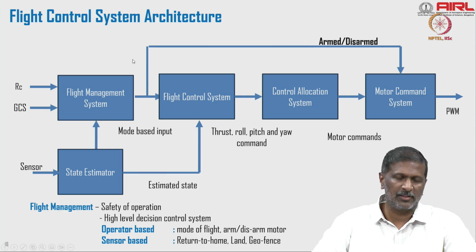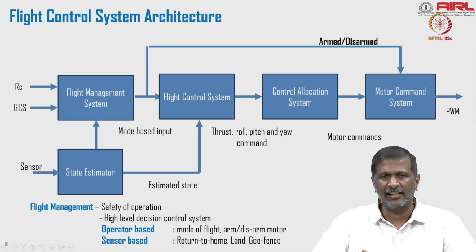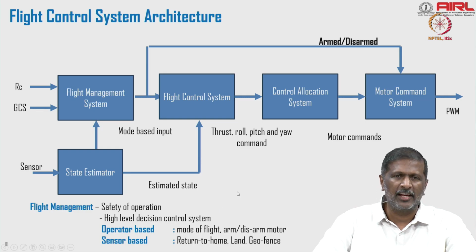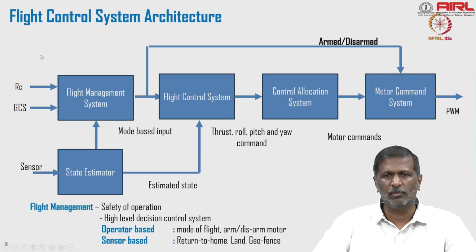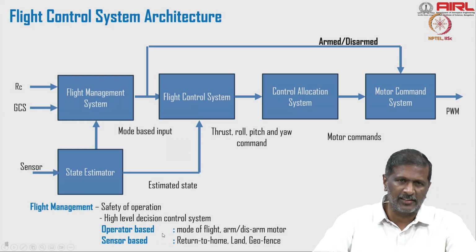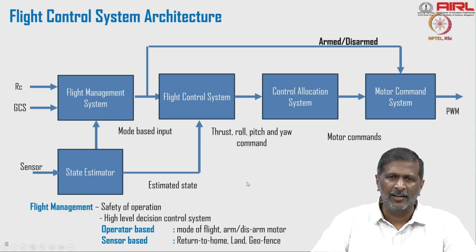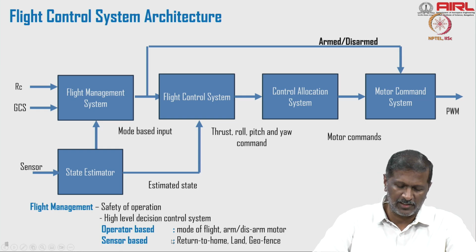The flight management system's basic requirement is that it takes care of the safety of this whole drone, right? It performs high level decisions, right? It talks about what kind of modes in which the flight controller should operate. It also provides the interface between the ground control system and remote pilot, right? It also takes operator based decisions. Basically, the operator wants to change the mode of flight from automatic to manual, flight management system will take care of it, or sensor based decisions.